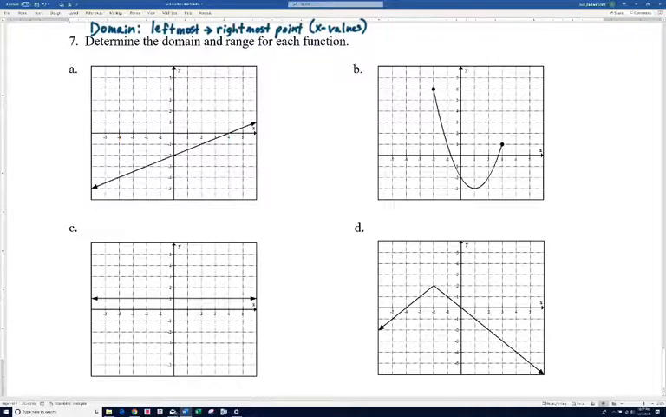So if you look here, hold on just a second. This graph goes forever left. There is no leftmost point. And so we say it goes to negative infinity on the left. And isn't that true on the right? There is no rightmost point. It goes forever to the right.